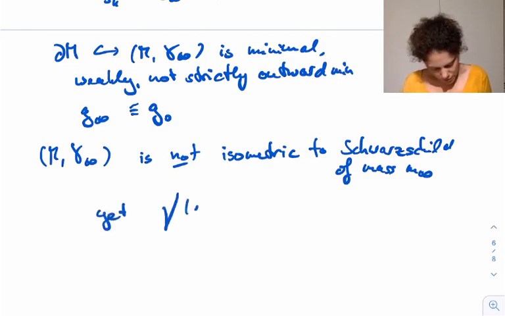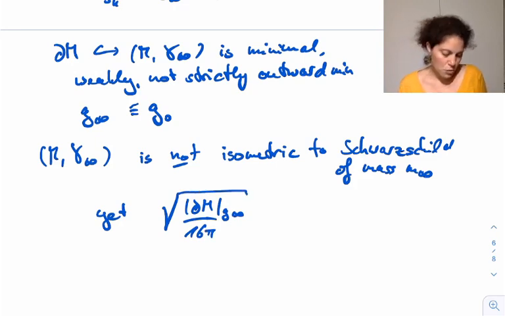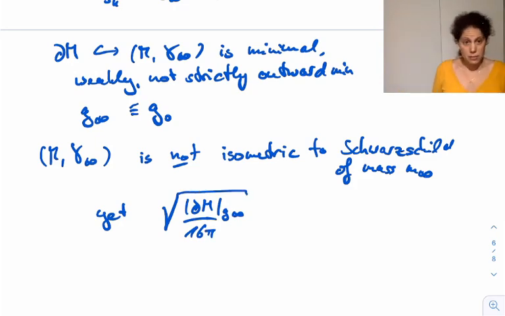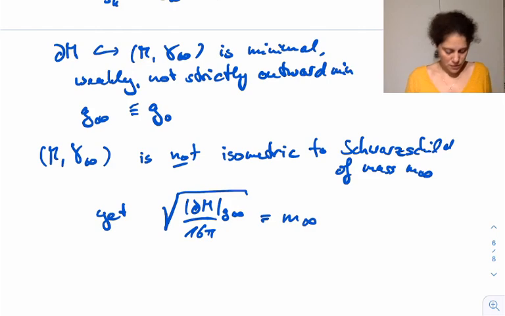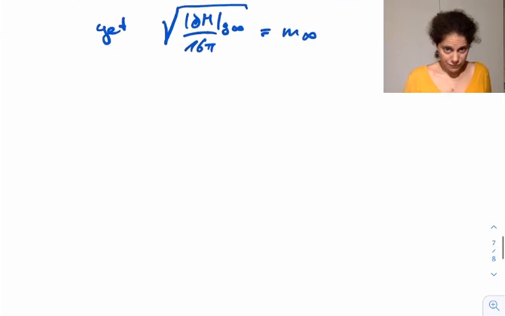this expression that you have seen before, the area of the boundary of M with respect to g infinity, which was g0, divided by 16 pi, take the square root, equals m infinity. Okay, so before I say anything about what this means, let me make a big sketch.